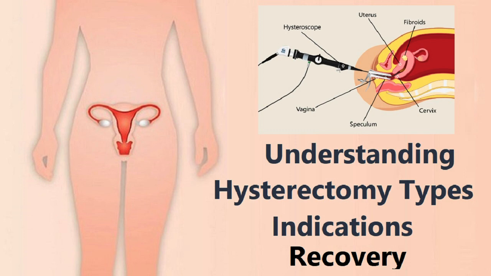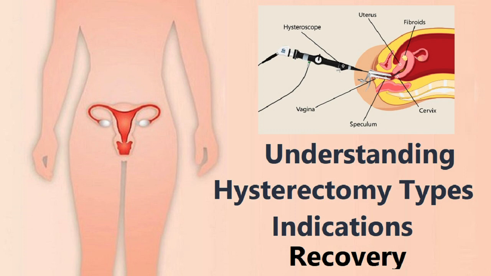3. Radical hysterectomy. A radical hysterectomy involves the removal of the uterus, cervix, parts of the vagina, and surrounding tissues. This type of hysterectomy is typically performed for gynecologic cancers, such as cervical cancer.